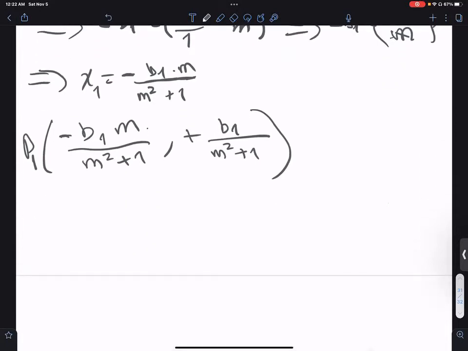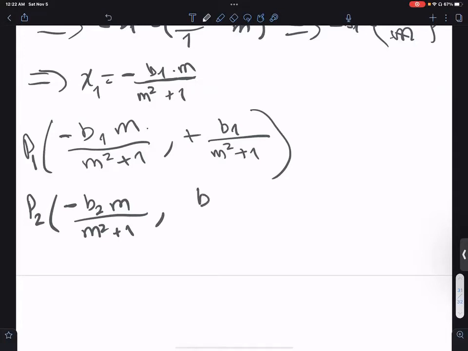By similarity, we have the second point. The only thing that is going to change is the y-intercept. For the second line, it's going to be negative b2 times m over m squared plus 1, comma, b2 divided by m squared plus 1. And that's the second point.